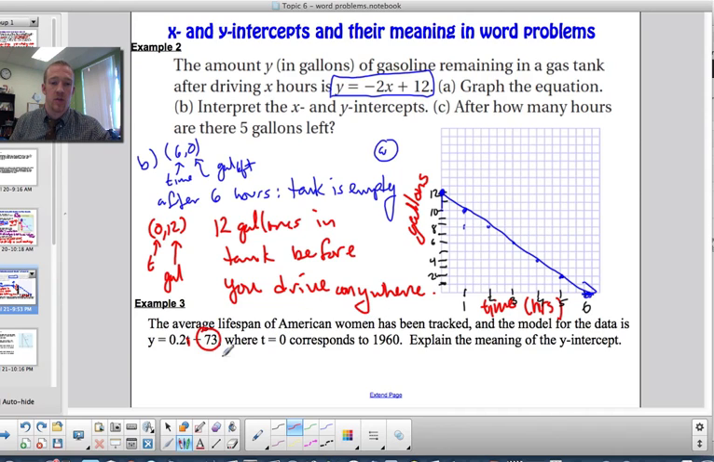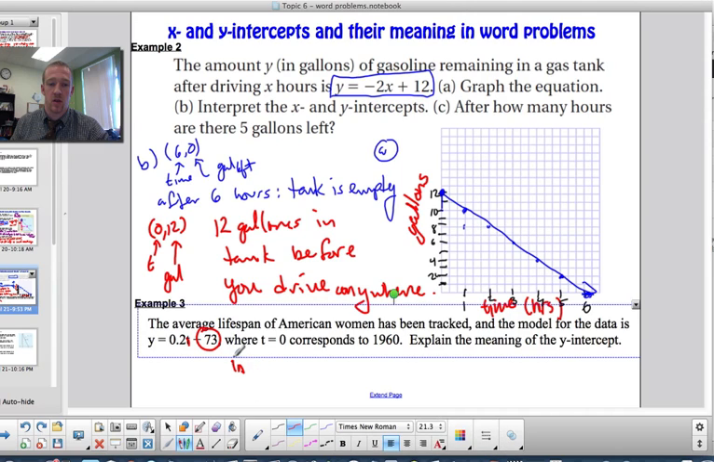So the y-intercept is 73, and that tells us at 0 years, or t equals 0, so in 1960, the life expectancy for females was 73. That's for women in the U.S.